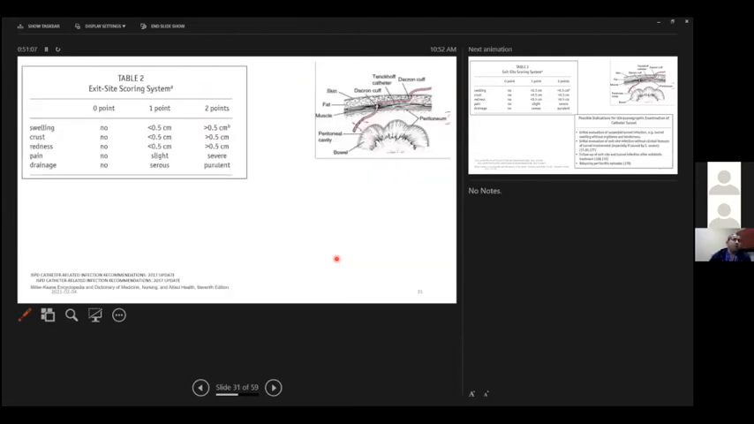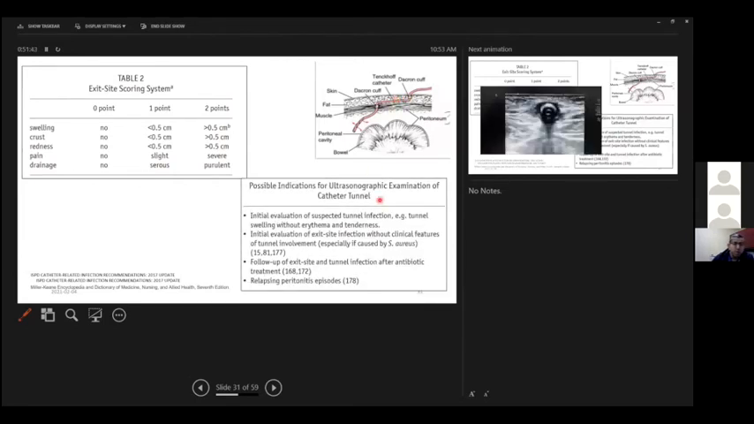Now you've got some scoring systems. This is, again, from the ISPD guidelines. You've got 0 points, and look here, you've got swelling, crust, redness, pain, drainage. And it's the drainage, if it is purulent, that gets the highest points, 2 points. So this here, my friends, is the exit site. You can see this is the cuff here, and this is the tunnel of the catheter in the subcutaneous tissue. Then this is the second cuff, and then this is the belly. So this is the exit site, and this is the tunnel infection that I'm trying to tell you about.